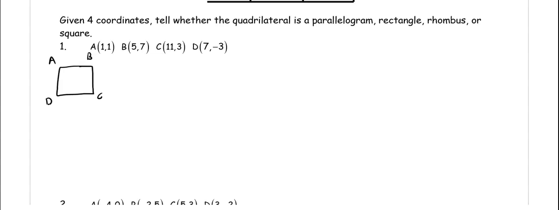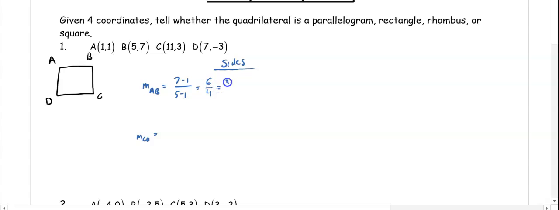So now that I have my quadrilateral, I want to find the slopes of the sides. First, I'm going to do the slopes of the top and bottom side. So I need the slope of AB and the slope of CD. So it's y2 minus y1 over x2 minus x1. So we get 6 over 4, which reduces to 3 over 2.